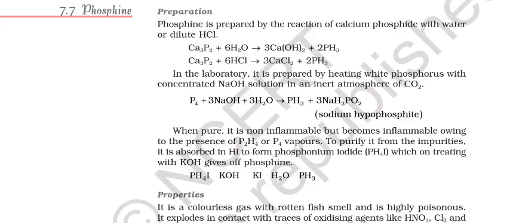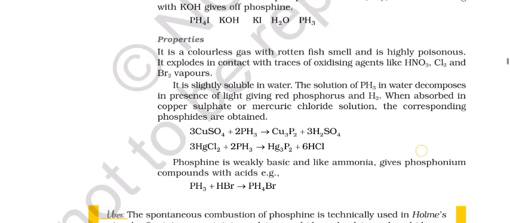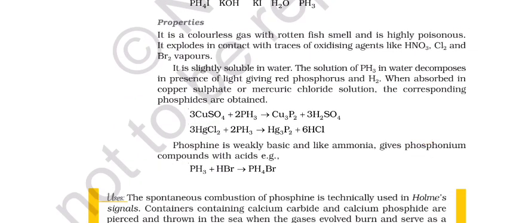When pure it is non-flammable but becomes inflammable owing to the presence of P2H4 or P4 vapors. To purify it from the impurities, it is absorbed in HI to form phosphonium iodide, which on treating with KOH gives off phosphine. PH4I plus KOH gives KI plus H2O plus PH3. Properties: it is a colorless gas with a rotten fish smell and it is highly poisonous. It explodes in contact with traces of oxidizing agents like HNO3, Cl2 and Br2 vapors. It is slightly soluble in water.